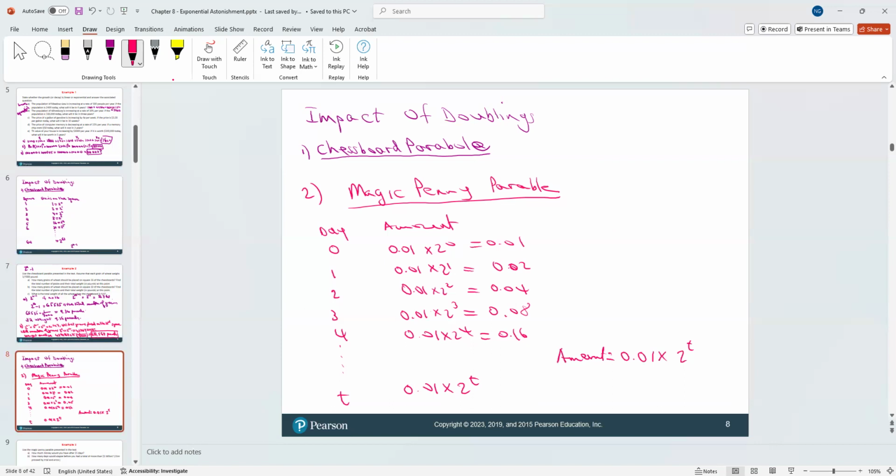So after 9 days, can you try 9 days? After 9 days, the amount you're going to have is 0.01 times 2 power 9. Can you try that? Yes, after 9 days, it's only $5.12, which is barely enough to buy lunch because you want to be rich. But at the end of 1 month, so t equals 30 days, right? So you're going to have 0.01 times 2 power 30.